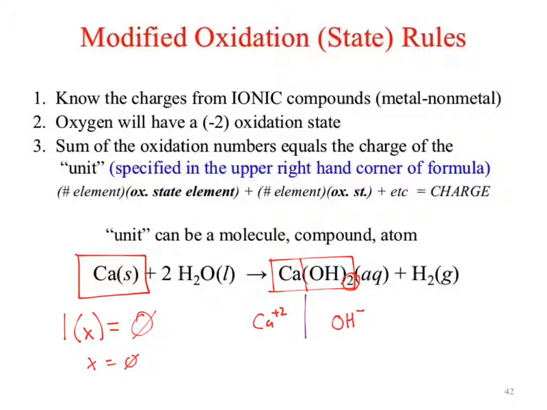Now when I go through and solve, well, calcium, how many are there in that formula? 1. I don't know its oxidation state. This has to equal the overall charge, which is +2, but you can get away with 2. X equals +2. What happened to the calcium in the course of this reaction? I went from a 0 to a +2. How do I go from a 0 to a +2?